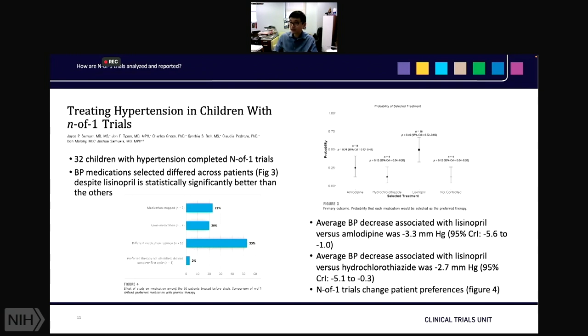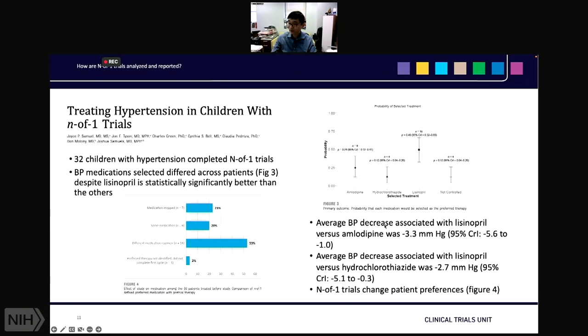So we do see that the medication selected varies quite a bit across patients, although on the population level, lisinopril seems to be doing better on average compared to amlodipine and the other medications. We did do a population level analysis to confirm that, but individually, some individuals obviously prefer other drugs.